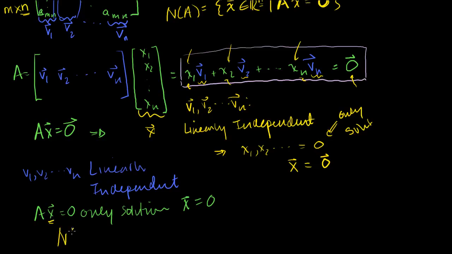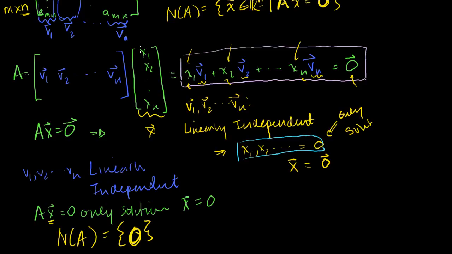So the null space of A has to only contain the 0 vector. That's an interesting result. If we're linearly independent, then the null space of A only contains the 0 vector, which is another way of saying that, well, I already wrote it down, that x1, x2, all of them have to be equal to 0.